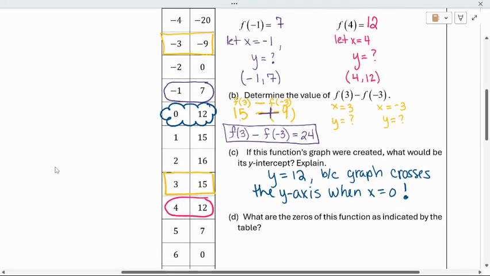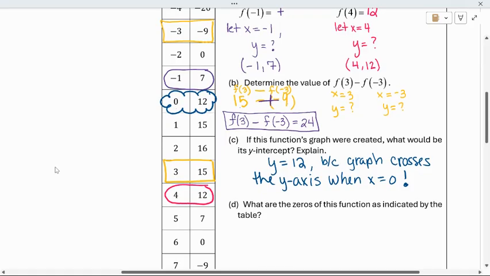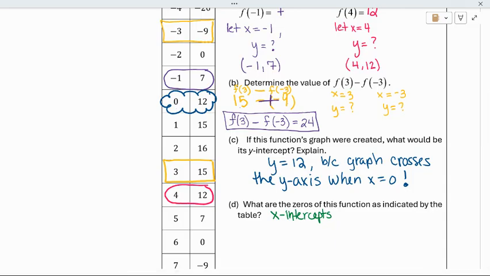Question D says, what are the zeros? We learned something very special about the zeros yesterday. What did we say about the zeros of a function? I know that they're the x-intercepts, but we said something special about them. Look at your journal from yesterday. We said something about the zeros. What do you got, Owen? They're where the graph crosses the x-axis.